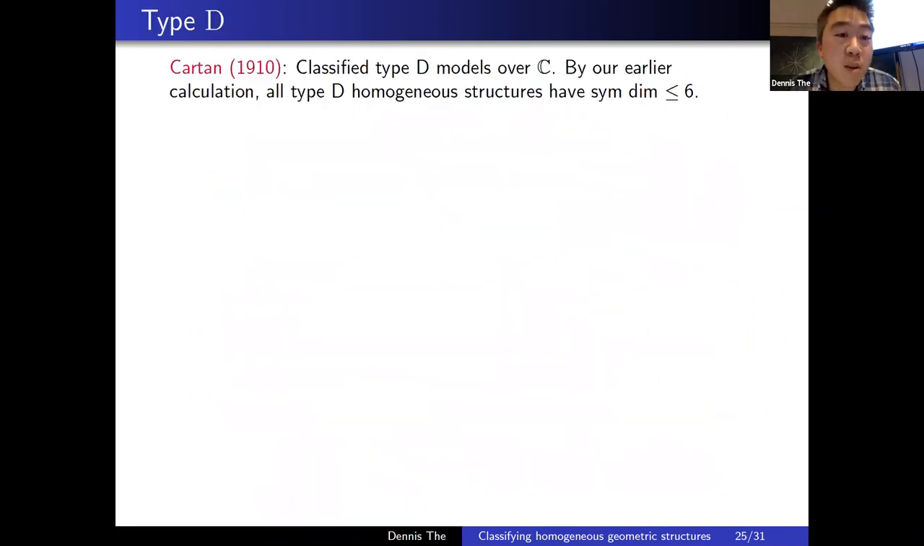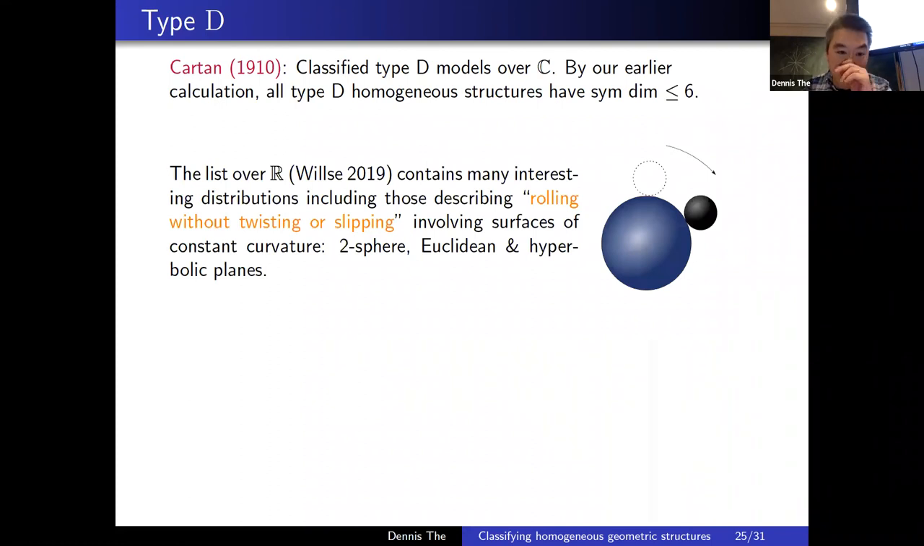Okay, lastly, what about type D? Cartan classified type D models over C, and by our early calculation, all type D homogeneous structures have symmetry at most 6. Over R, this was obtained by Travis Willse in 2019. He basically took the complex list and classified all compatible anti-involutions there.